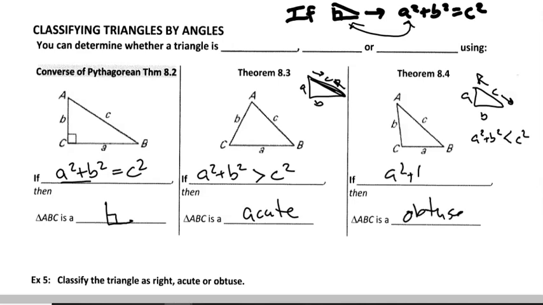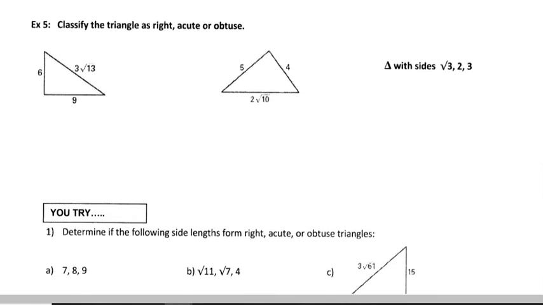So if a squared plus b squared, if the c squared part is bigger, that means c got bigger and it must be becoming obtuse. So that's how you figure out if it's equal, then the triangle's right. If the c squared part got smaller, then c got smaller, therefore it's acute. And if the c squared part got bigger, then c got bigger and it must be obtuse. So let's go ahead and just do a few of these really quickly.